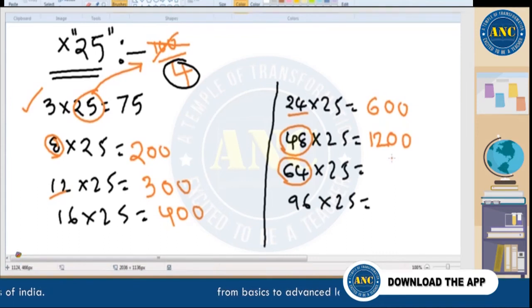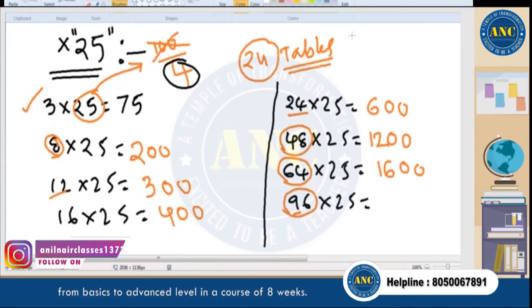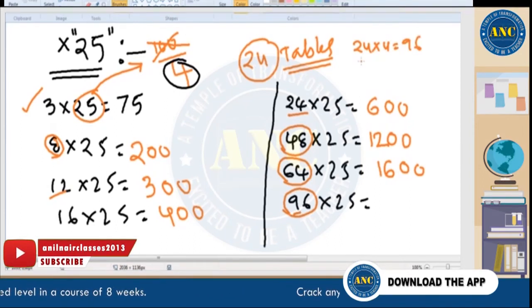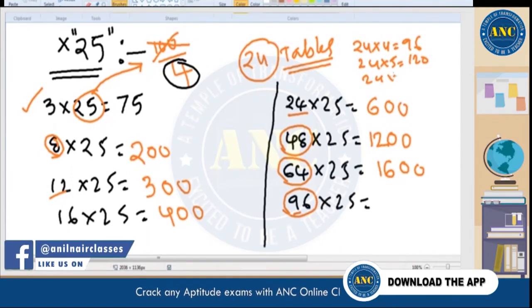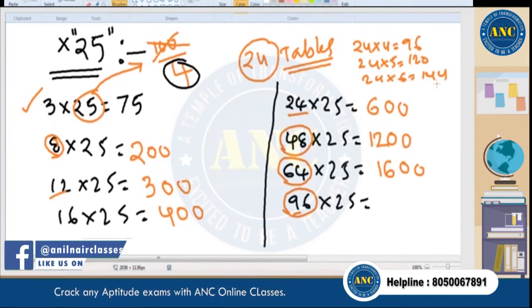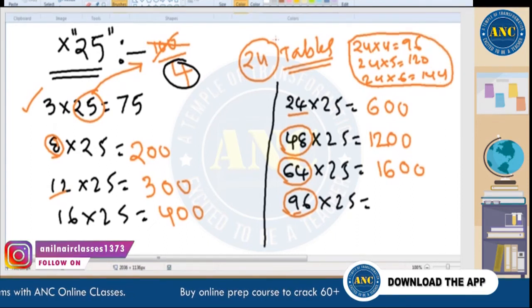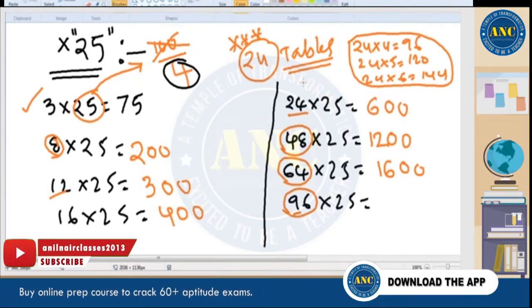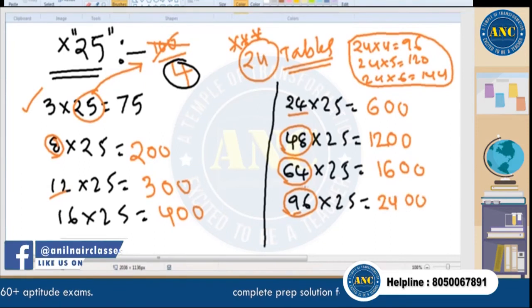16 4s are 64. Means in examination for calculations, in the 24 table, I know that 24 4s are 96. 24 5 times 120. Similarly, 24 into 6, 144. Like this few times you can save some time if you know the 24 table. 24 table is very, very important in the point of examination. So divide with 4. How many times? 24 times, 2400. Very good.